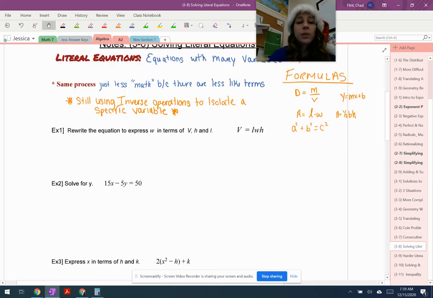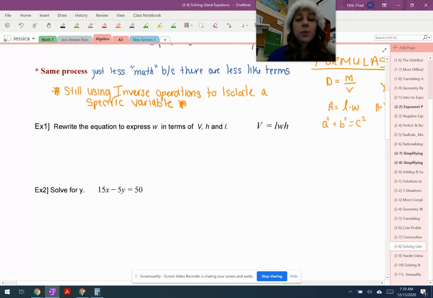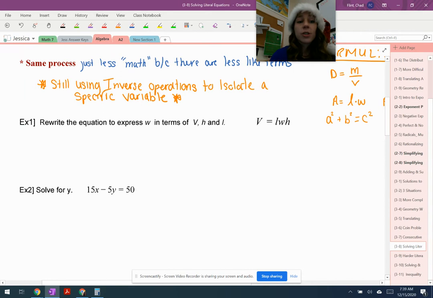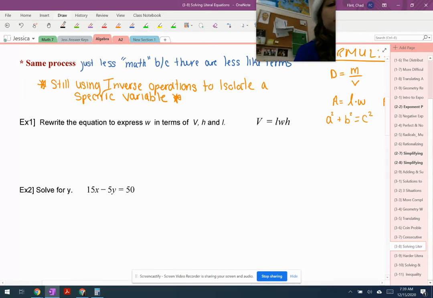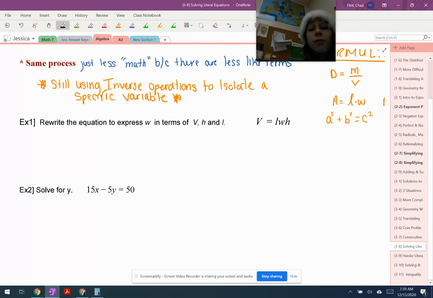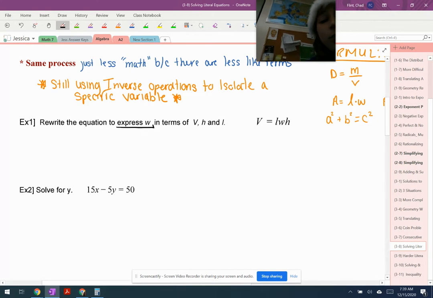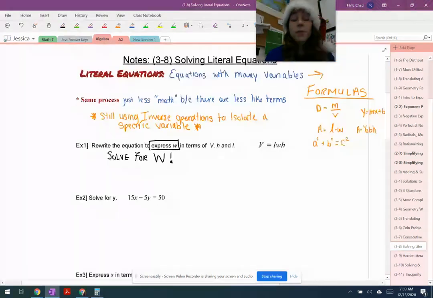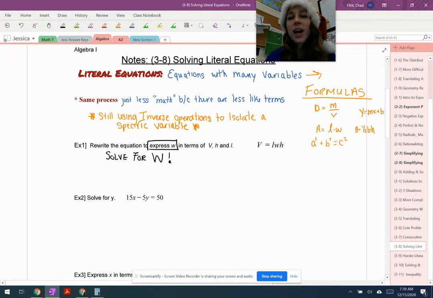Okay, example 1 here. Rewrite the equation to express W in terms of V, H, and L. So this might be super overwhelming at first, but really the focus is here when it says express W. This means solve for W. Express W just means solve for W. The in terms of V, H, and L just simply means that you're going to have a V and an H and an L in your answer.